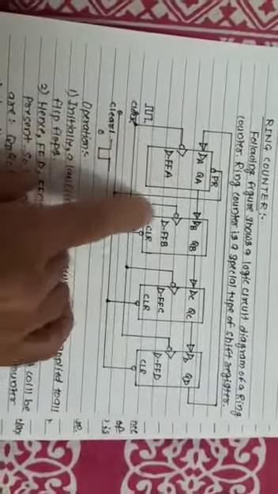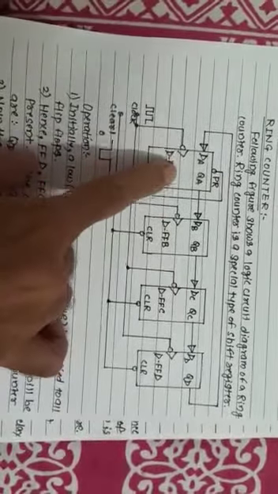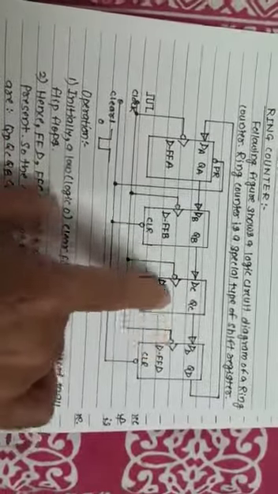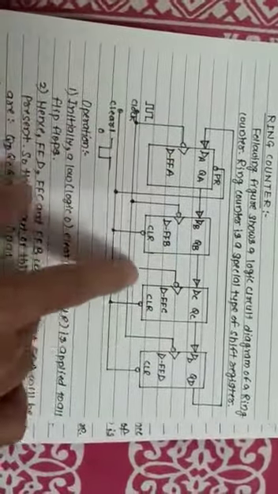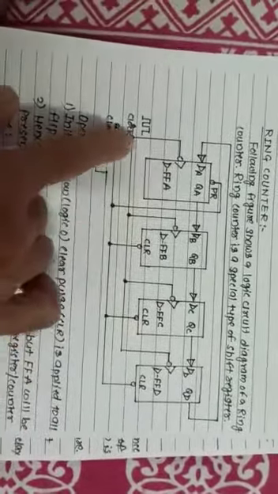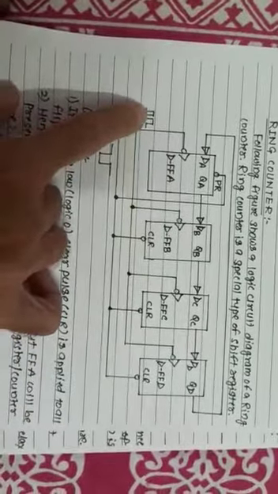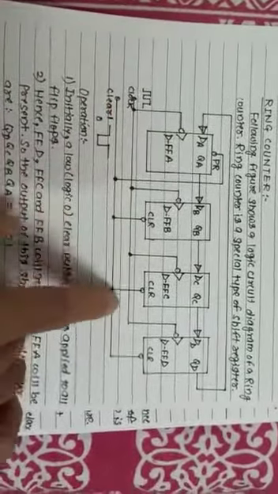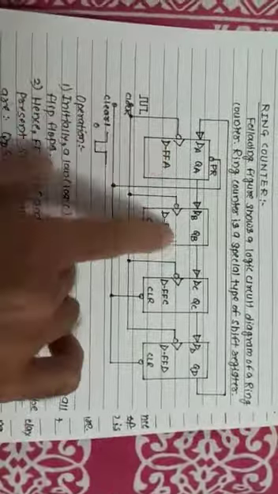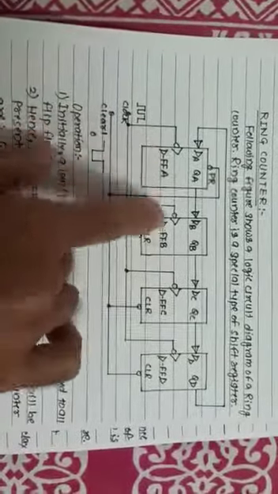Okay. Clock input of all 4 flip-flops shorted together and clock is given, and all these flip-flops are negative edge triggered.